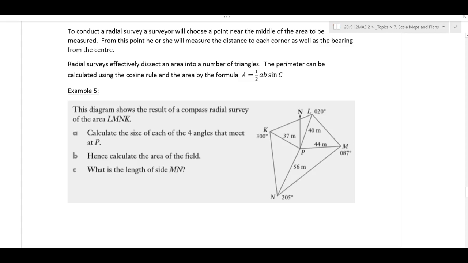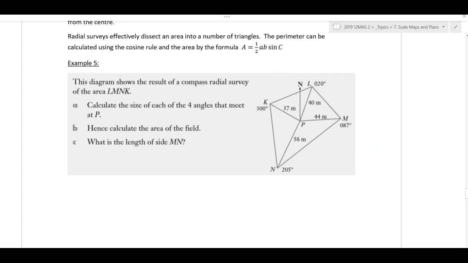Now, knowing the bearings, I can find the angles between those legs from the centre to the corner by subtracting one bearing from the other. That gives me the angle between these sides, and in fact, that's going to be the angle included between two sides of a triangle. Two sides and the included angle is the information that I need both for the cosine rule to find the third side, which we'd use for the perimeter, and the area of a triangle, which is half AB sine C. So here's a diagram.